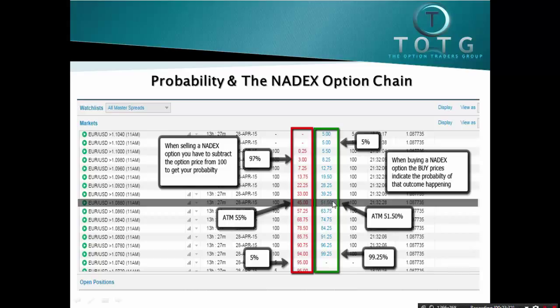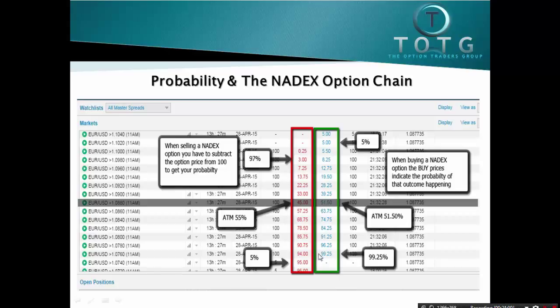Okay, this is your $51.50. That gives you a 51.50% chance that price would be above that strike at this time. Okay, so it's 50-50 as we talked about. Now down here, look at this one. You have a 99% chance of this outcome happening. A 99% chance of the Euro USD being above 0.760 at 11 a.m.